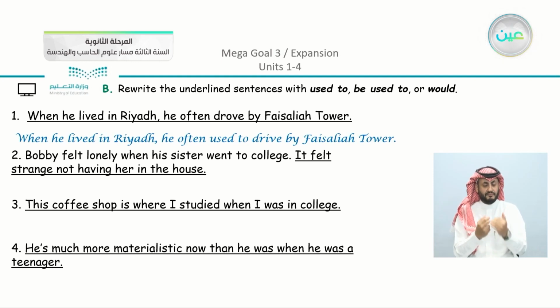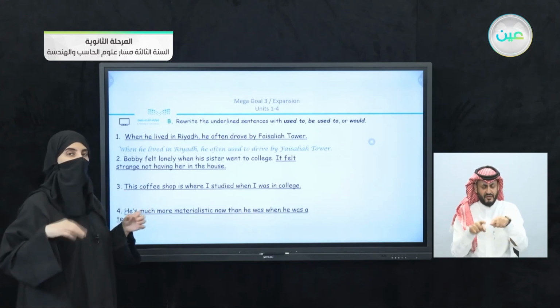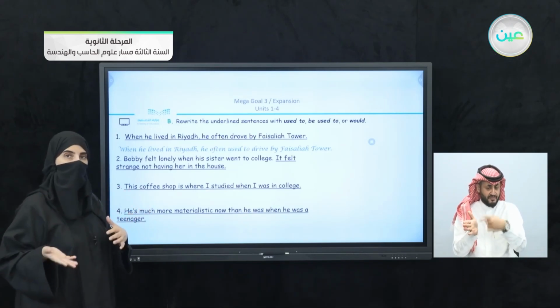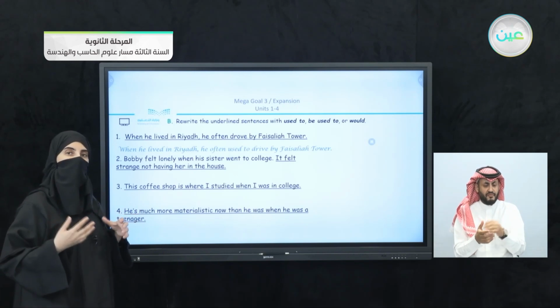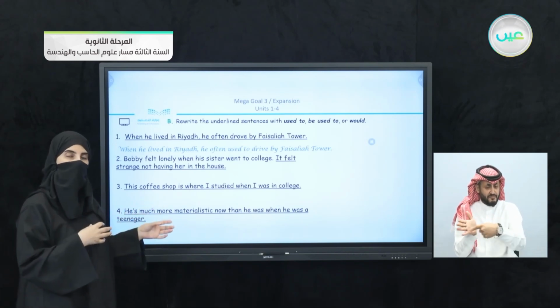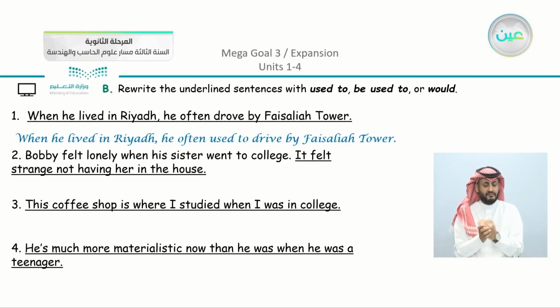Bobby felt lonely when his sister went to college. It felt strange not having her in the house. Now also an important point here is to see the underlined part. You do have it underlined in your book. So you are going to apply the structure within the underlined part here. So we can also write, he was used to having her in the house.